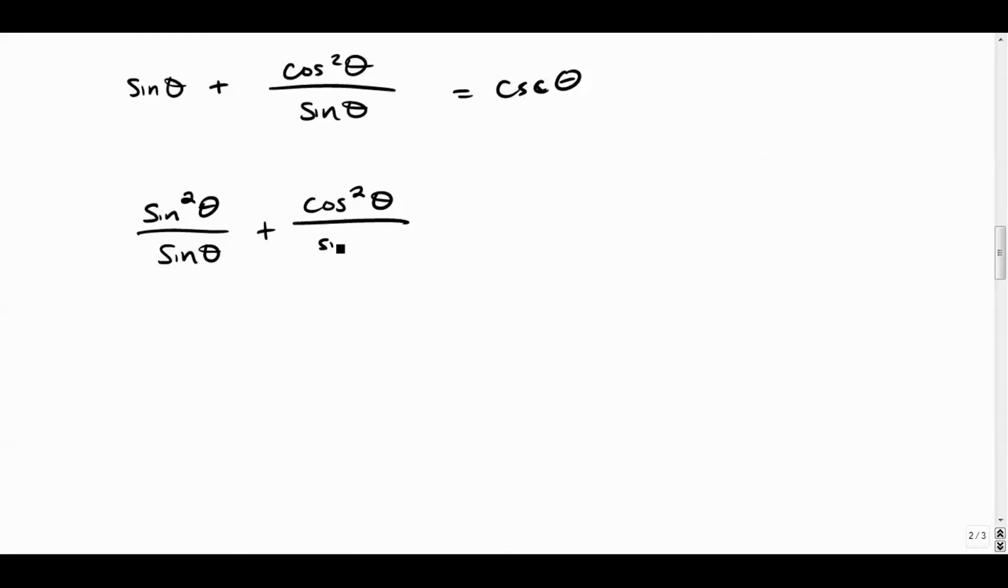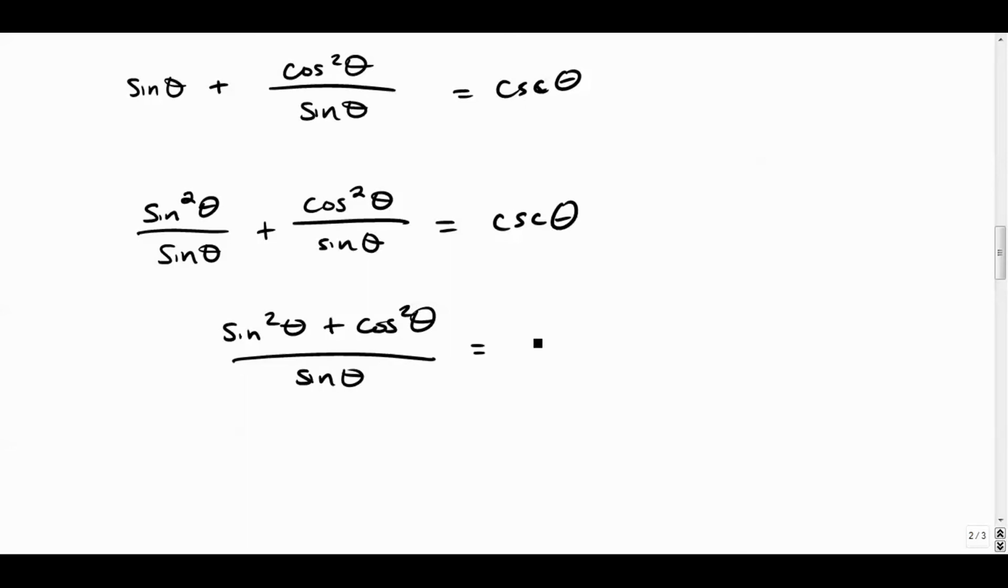And I write this, and the reason I did that is so I can have common denominators. Now I can add these two numerators together. Sine squared theta plus cosine squared theta all over that denominator. So I just rewrite the denominator. There's some algebra there for you.